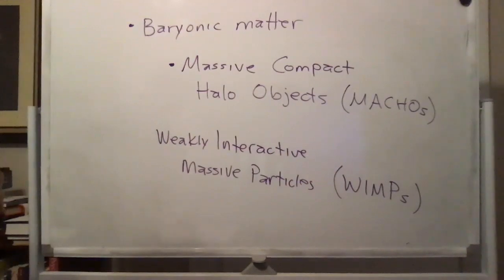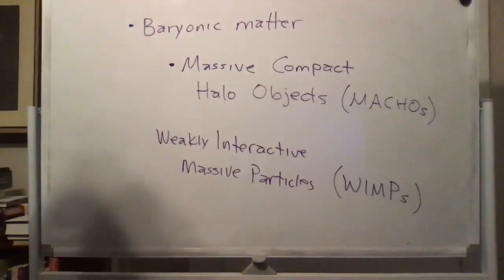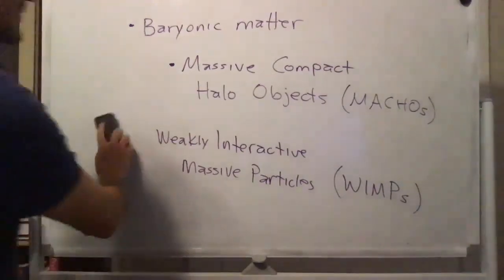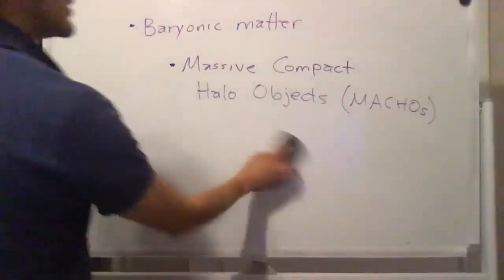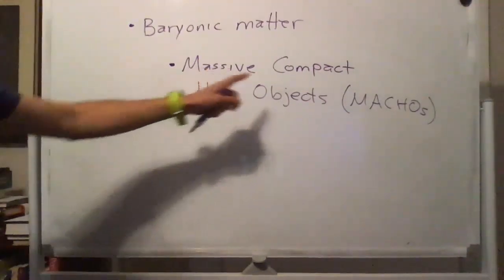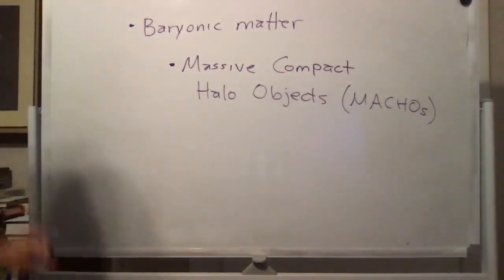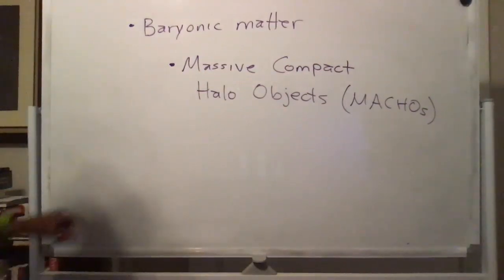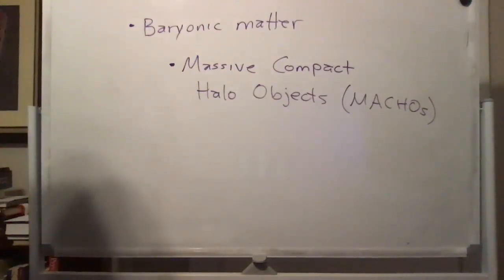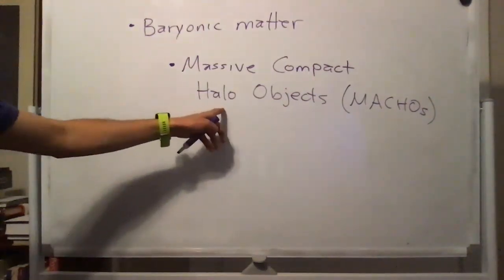So I don't know, back in like the late 90s, early 2000s, you had to be in one camp. You were either a MACHO or a WIMP person. So what are these massive compact halo objects? Well, they're compact, so they can be stars, black holes, neutron stars. They're massive, so those objects comply with that condition. And they're in the halo, right?